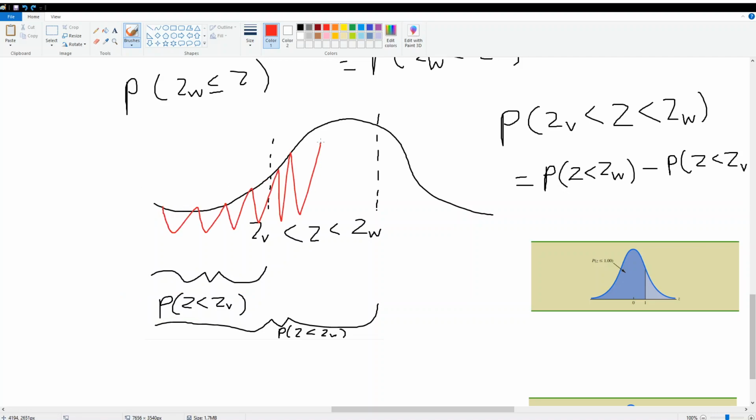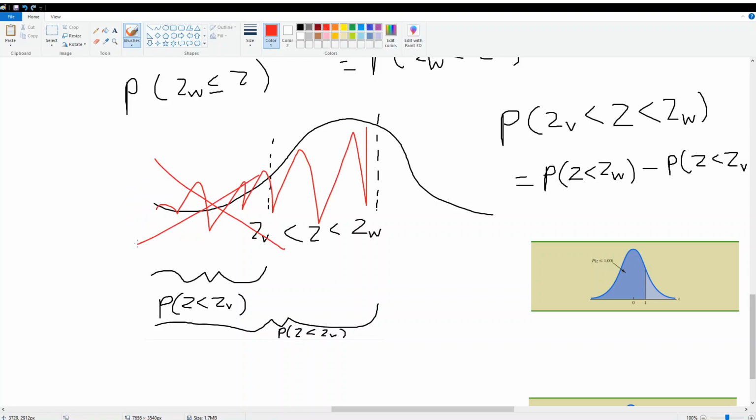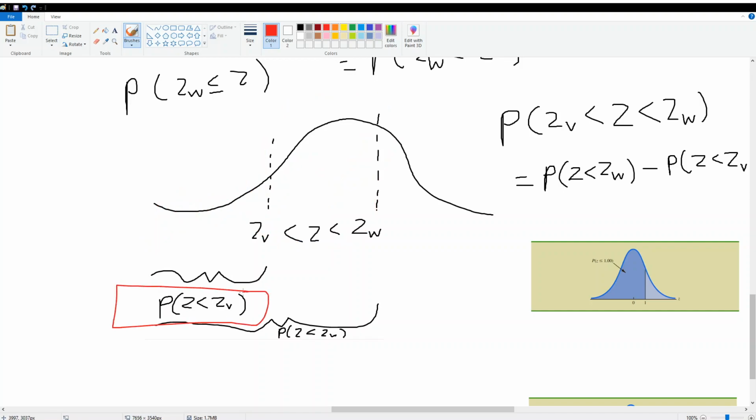This whole thing constitutes the chances of being below ZW. So we're going to call that P, Z is less than ZW. So if we subtract the overlap between the two, put another way, if we have this area and we knock this part out, then we're left with what we're looking for. So if we subtract this probability from this probability, then we get the area in between.